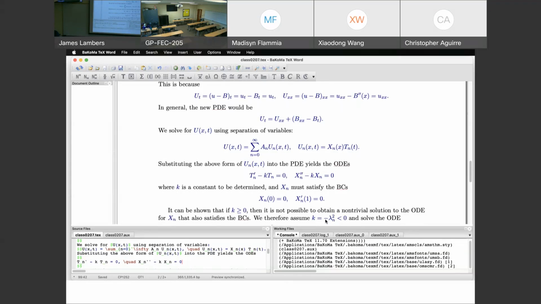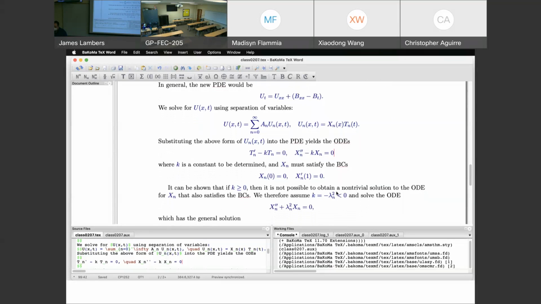So, going along with that, I write k as minus lambda sub n squared, because we're going to have a countably infinite set of solutions here, so that's why I have this subscript n. Now, we still don't know what these values are, but we're about to find out. So k equals minus lambda_n squared. I put that up here. So now this is the ODE that my spatial solution has to satisfy.